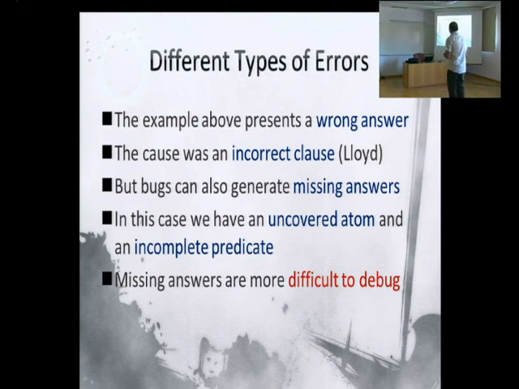We call this a missing answer. Well, in the case of a wrong answer, the cause is an incorrect clause, as Lloyd proved in 1987. And in the case of missing answers, the cause is an uncovered atom with an incomplete predicate. So it's a predicate in the program that is not complete. There is some clause that is not able to produce some atom I am expecting. Missing answers are more difficult to debug. We can think why now.